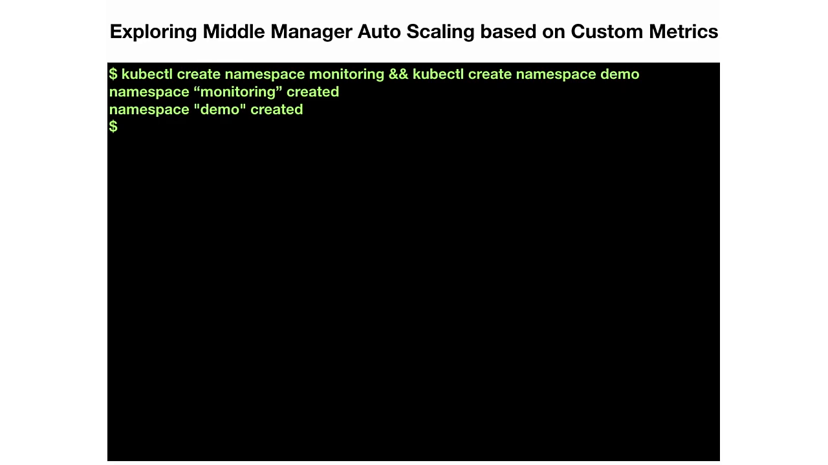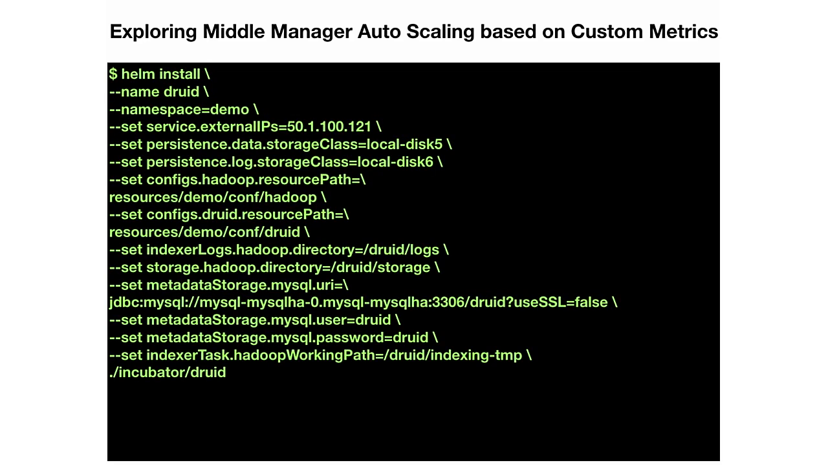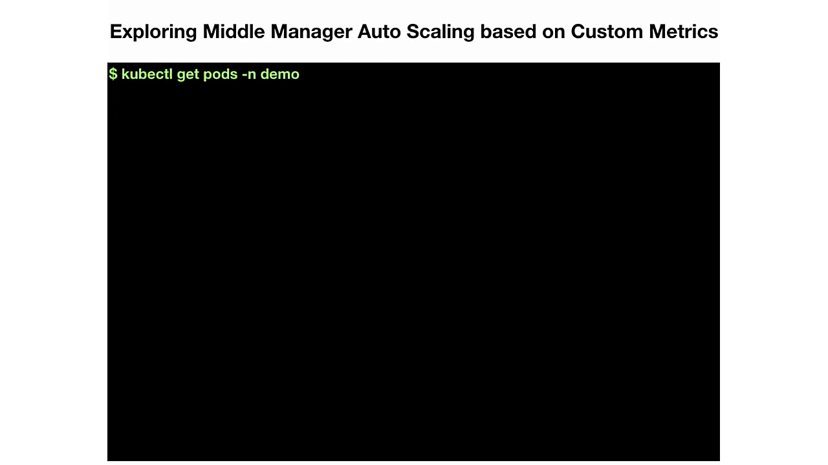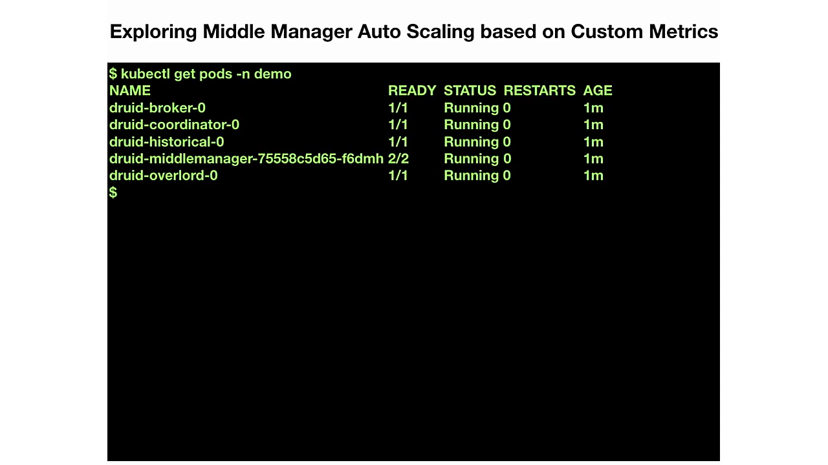Two namespaces are created. As I introduced before, Helm is a tool for managing Kubernetes charts. Charts are packaging of pre-configured Kubernetes resources. We will deploy Druid application using the command. Let's check pod in demo namespace to find out state of Druid application. There are 5 pods: broker, coordinator, historical, middle manager, overload.